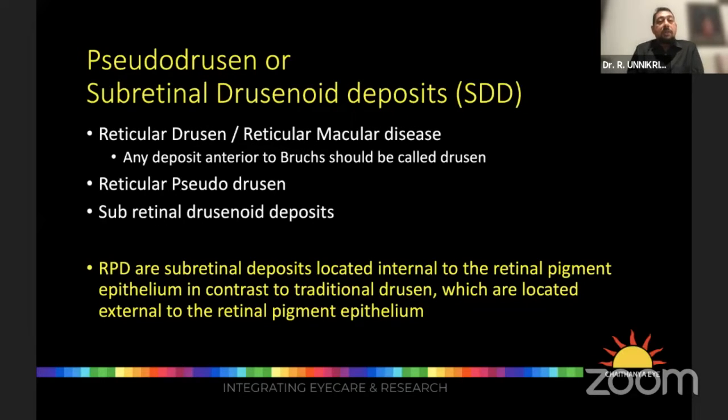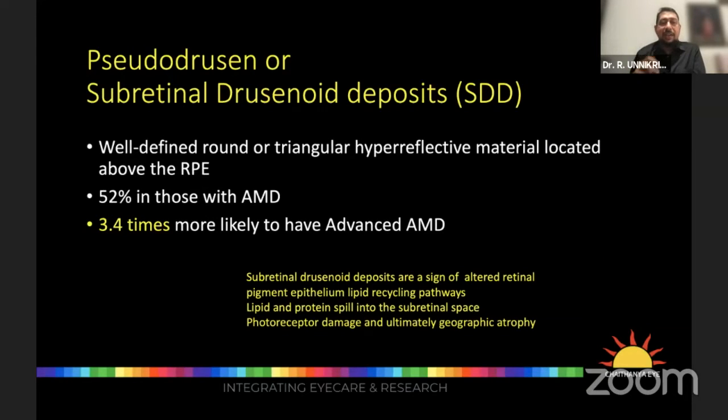Another terminology that we need to know is subretinal drusenoid deposits, SDD or pseudo-drusen. Any pseudo-drusen or subretinal deposit is anything that forms internal to the retinal pigment epithelium, in contrast to what we normally call drusen. These are well-defined areas located above the RPE. There's a 52% association in AMD, but the presence of subretinal drusenoid deposits is like aggressive AMD, or AMD on steroids, where there's a 3.4 times increase, or in some cases a 6.1 times increase, of reaching advanced AMD characteristics like advanced atrophy or advanced exudation.